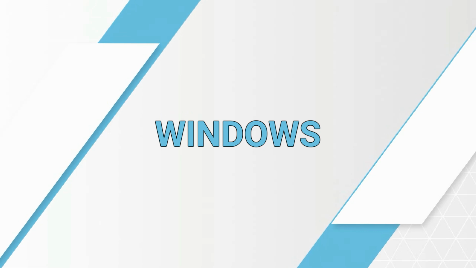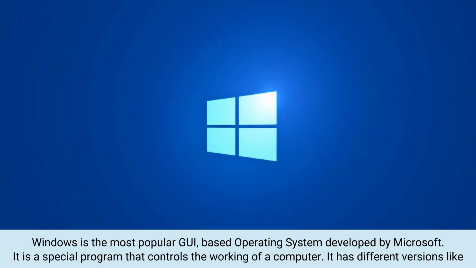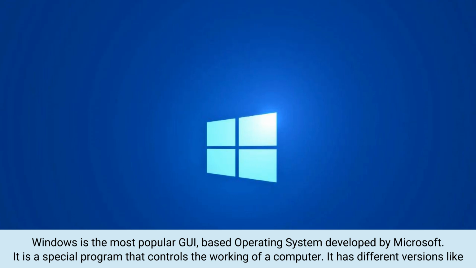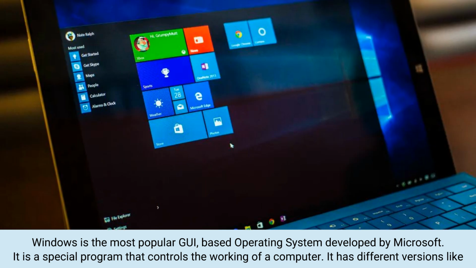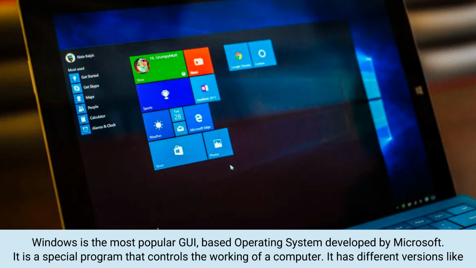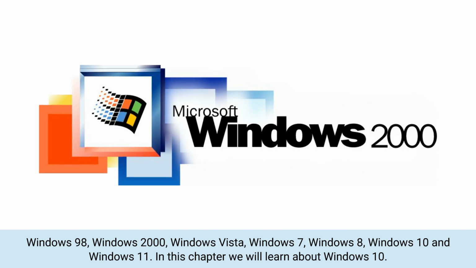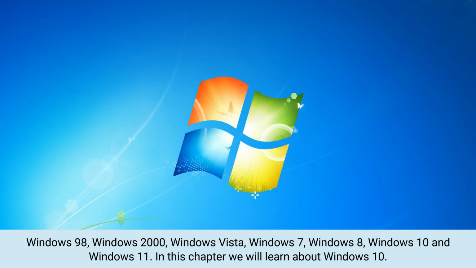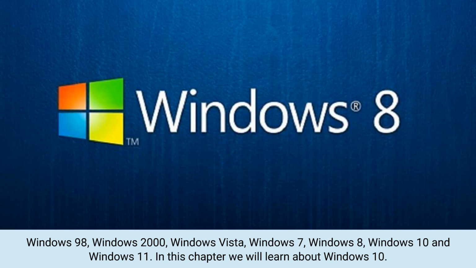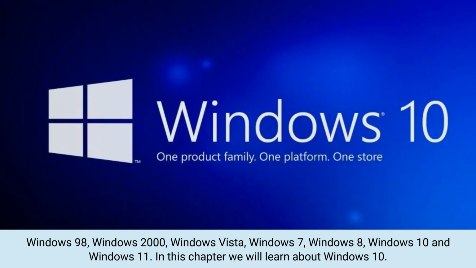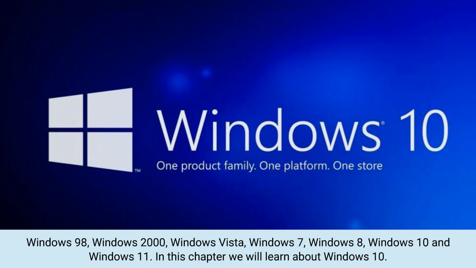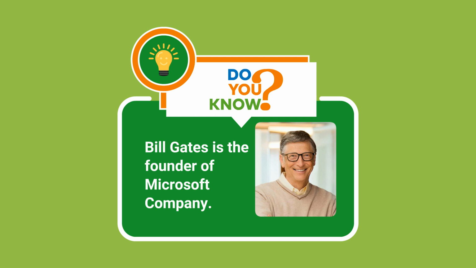Windows. Windows is the most popular GUI-based operating system developed by Microsoft. It is a special program that controls working of a computer. It has different versions like Windows 98, Windows 2000, Windows Vista, Windows 7, Windows 8, Windows 10, and Windows 11. In this chapter, we will learn about Windows 10. Do you know? Bill Gates is the founder of Microsoft company.